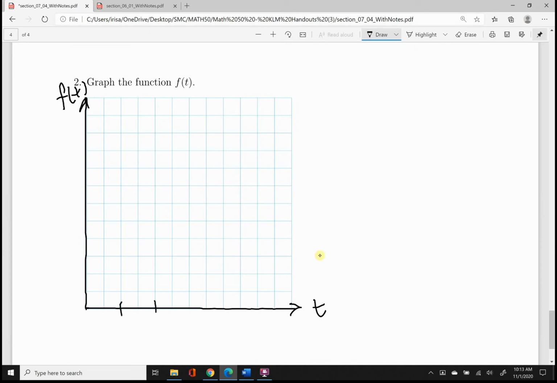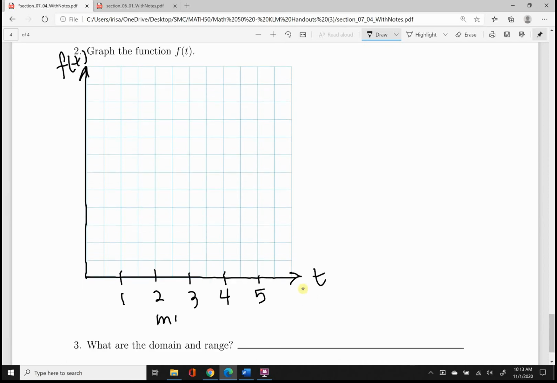So I think every 2 tick marks will be fine. So here's 1 minute, 2, 3, 4, 5 minutes. And this is ounces of ice cream. Well, we got all the way up to 12, right? So 2, 4, 6, 8, 10, 12. Or we could have each 2 be like 3, 6, 9, 12, and then that'll be what, 15, just so it's spaced out really nicely. And then this is OZ of ice cream.